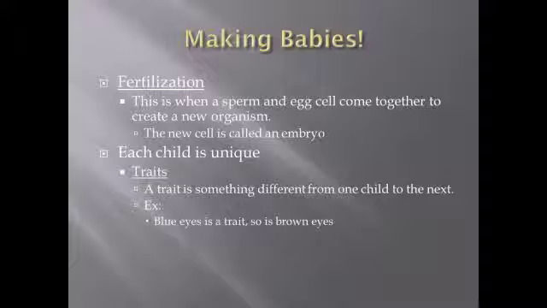And traits tend to vary from person to person. And genetics is the attempt to figure out how these traits come about. Now, the book calls it a specific characteristic. Just understand, when it says a specific characteristic, it's really just saying the same thing here, that it's something that's different from one child to the next.